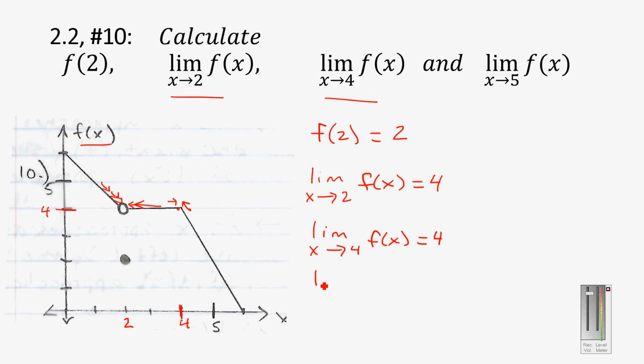And then finally, the limit as x approaches 5 of f of x. So limit as x approaches 5. So 5 is right here. If I go up a little ways, I think it's right here. All right. So as it approaches 5, it's getting closer and closer from here and from above. It's getting closer and closer to this value, which is 2. So that's 2.2 number 10.